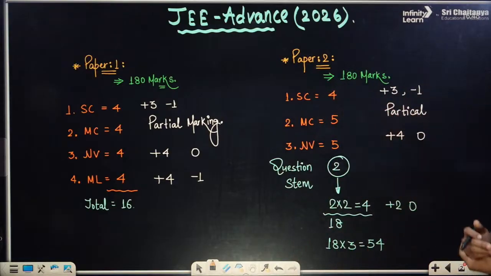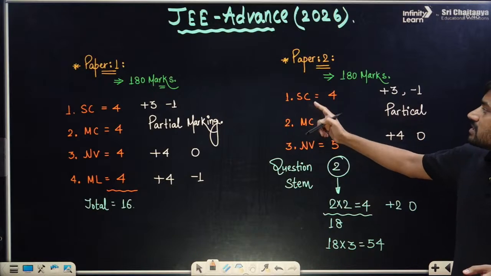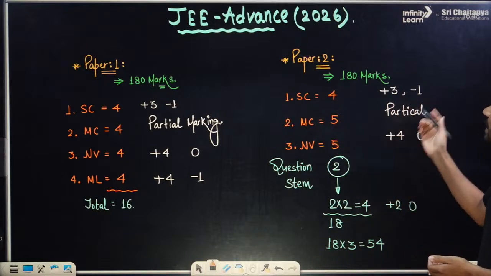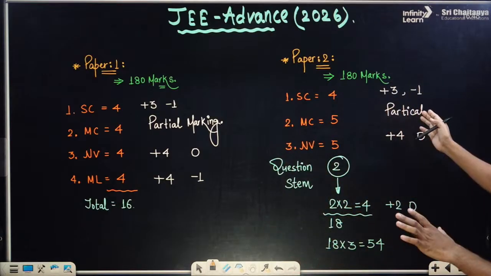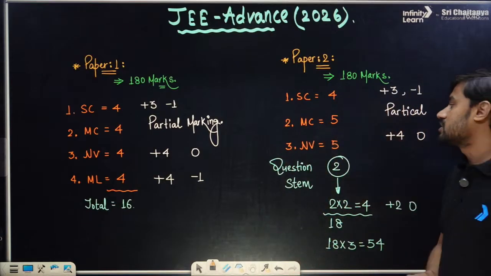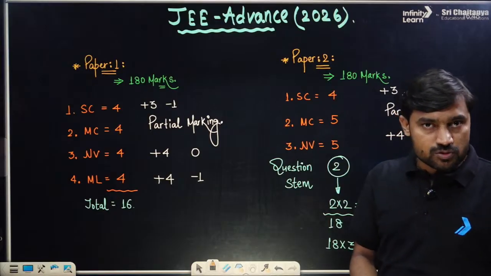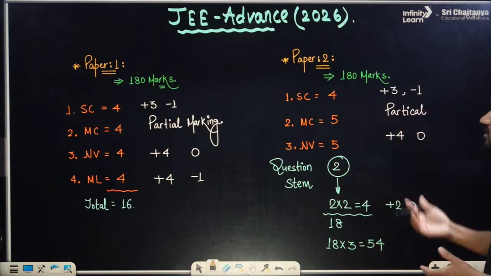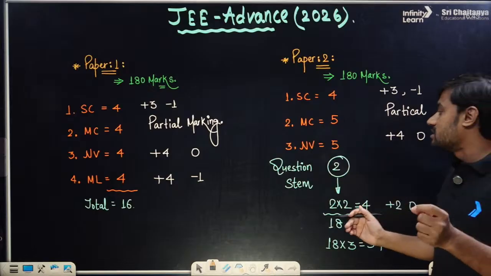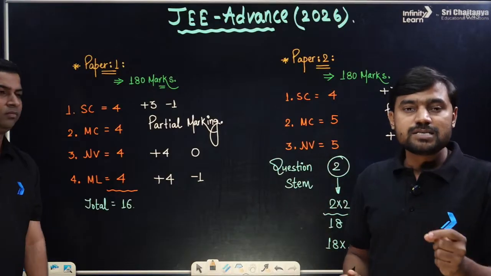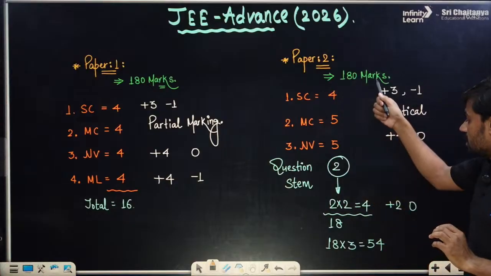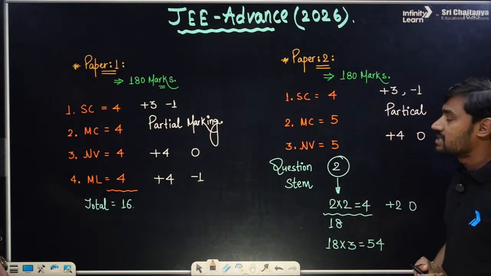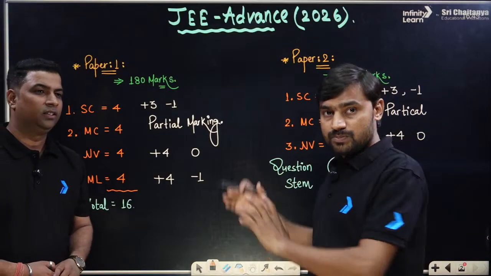Paper 2 contained, first, a single correct section, 4 marks, plus 3 minus 1. Second was multiple correct, 5 marks, with partial marking. The third was numerical value, each question containing 5 marks, plus 4 and 0. There was also a question stem, in which one stem had 2 questions. So the total number of questions was 18 in one section. And this was paper 2.